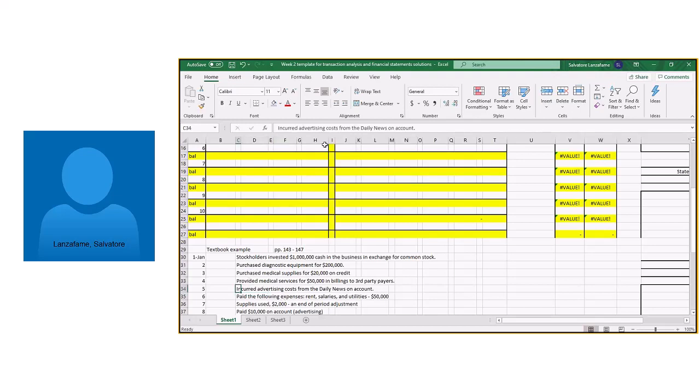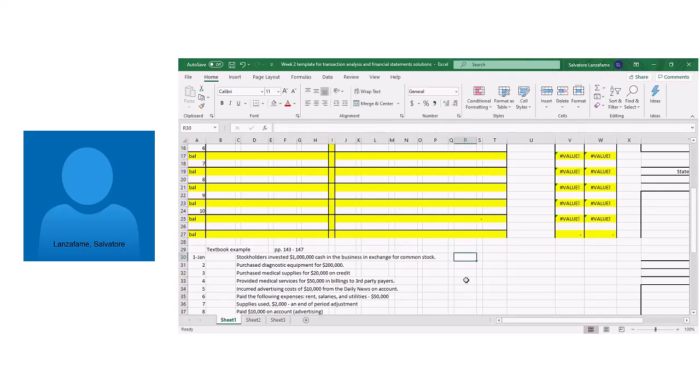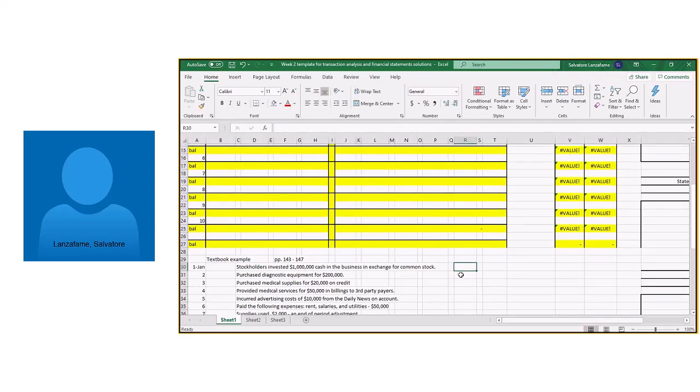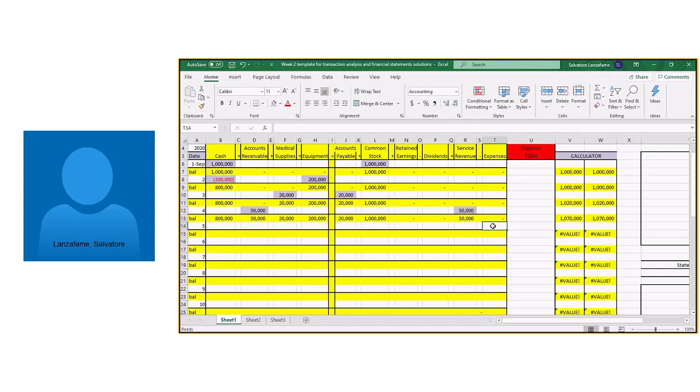Incurred advertising costs, $10,000 from the daily news on account. So we're going to put $10,000 in expenses. And we're going to go to accounts payable and put the other $10,000 in. So we incurred expenses, but we didn't pay for them yet. So we owe this money. Notice the two moves are on the right-hand side this time.